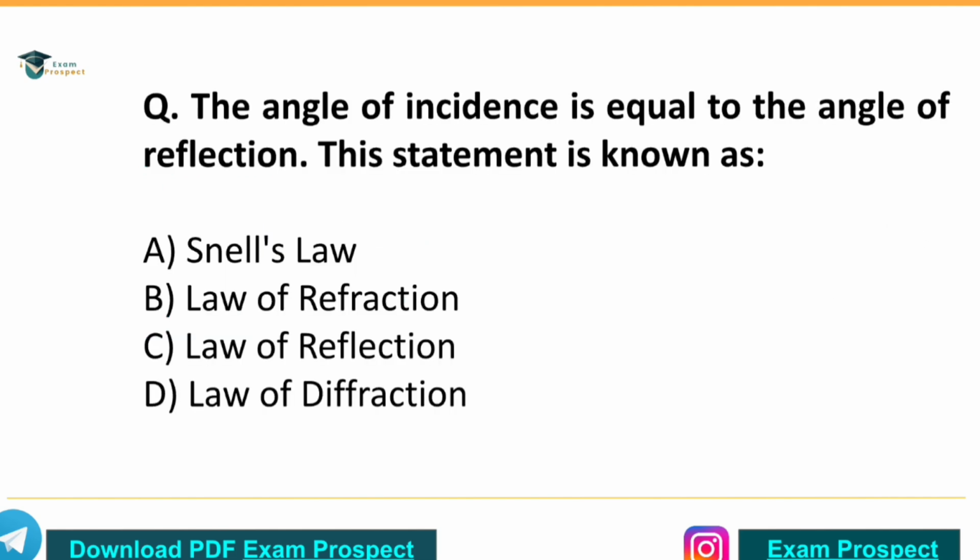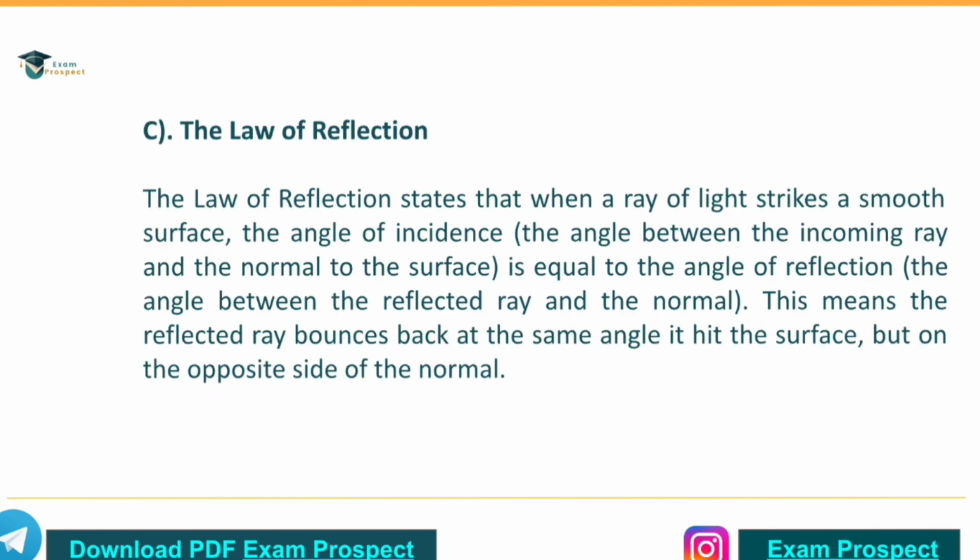Next question, the angle of incidence is equal to the angle of reflection, and this statement is known as? Correct answer is option C, law of reflection. The law of reflection states that when a ray of light strikes a smooth surface, the angle of incidence is equal to the angle of reflection, the angle between the reflected ray and the normal. This means the reflected ray bounced back at the same angle it hit the surface, but on the opposite side of the normal.